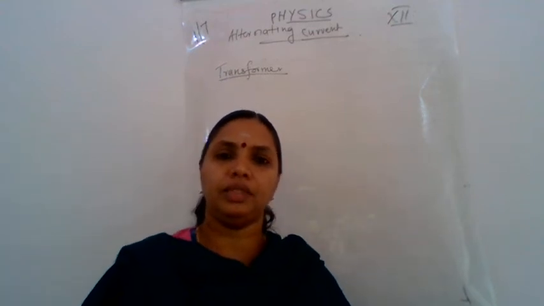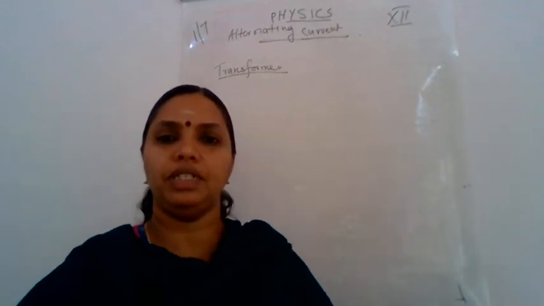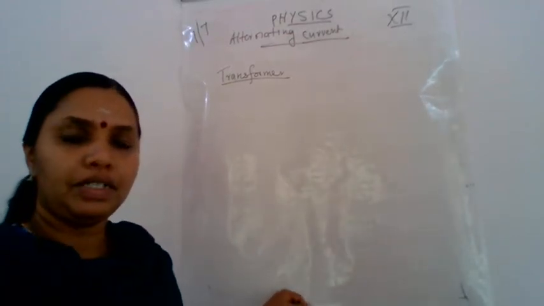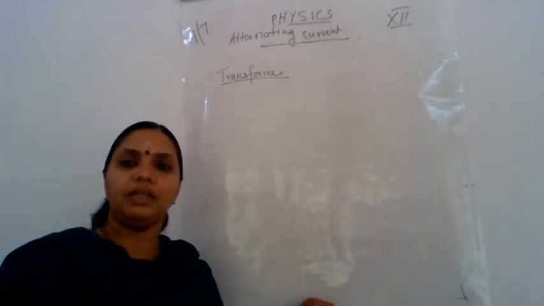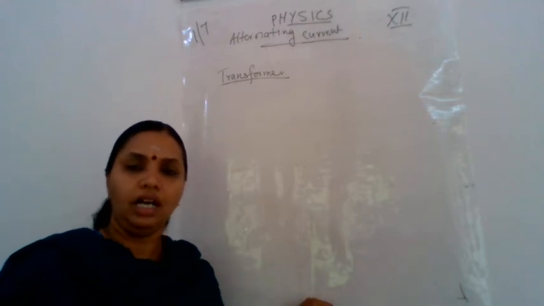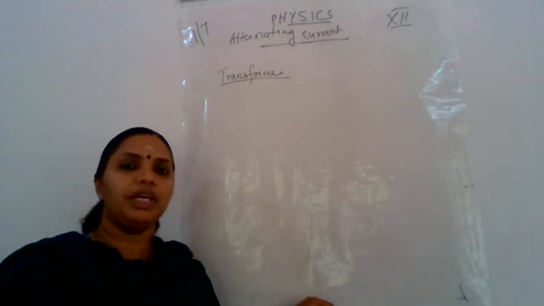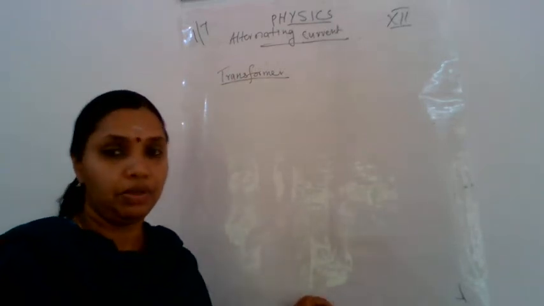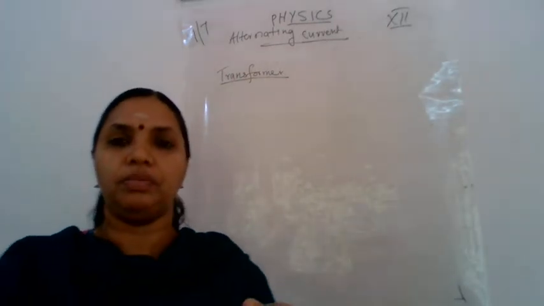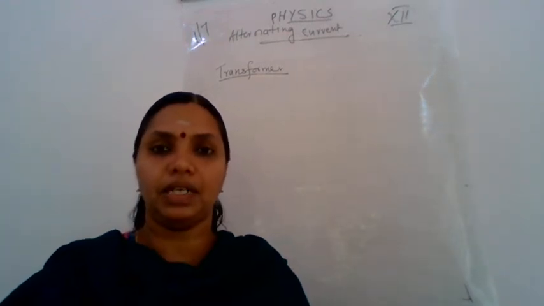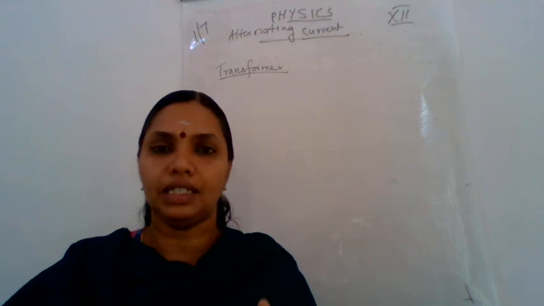Okay, let us move to the last topic of this chapter, that is the transformer. In the last chapter we studied one device, the AC generator. How can we generate AC, that is the alternating current? Now we are going to discuss the transformer. It's a device which we use to transform the resistance.